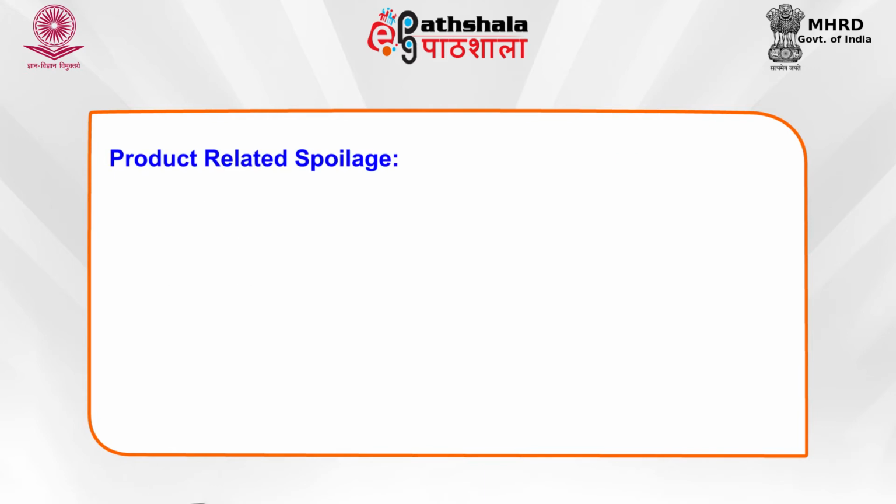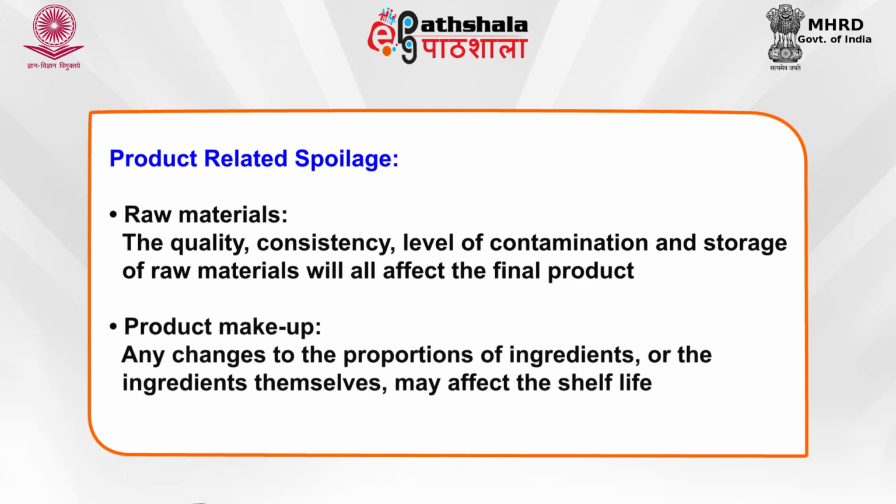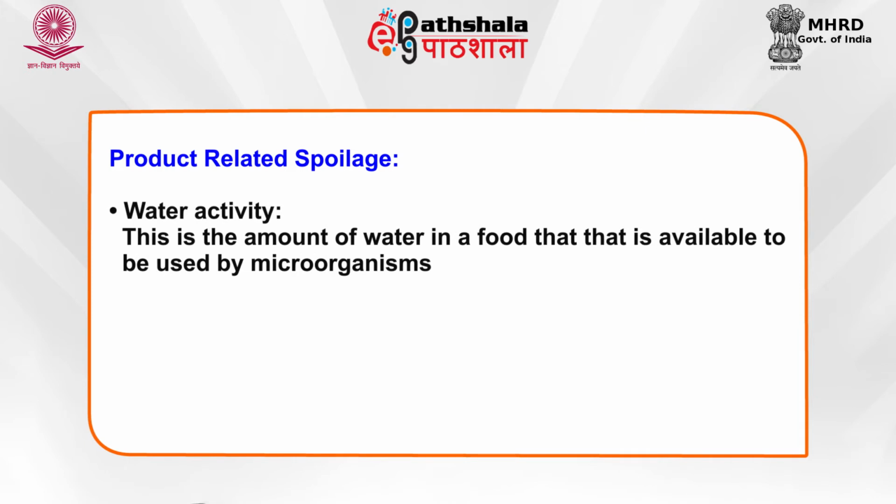Coming to product related spoilage. Raw materials. The quality, consistency, level of contamination and storage of raw material will all affect the final product. The second one is product makeup. Any changes to the properties of ingredients or the ingredients themselves may affect the shelf life, that we have to see. The next one is water activity. This is the amount of water in a food that is available to be used by microorganisms. Another one is the pH. This is a measure of acidity or alkalinity.